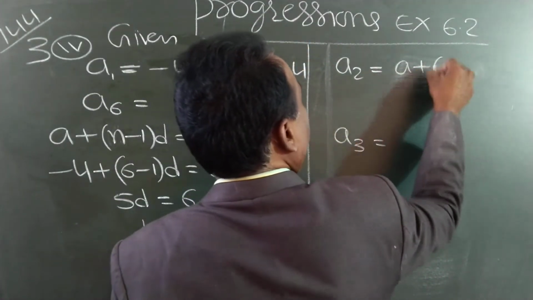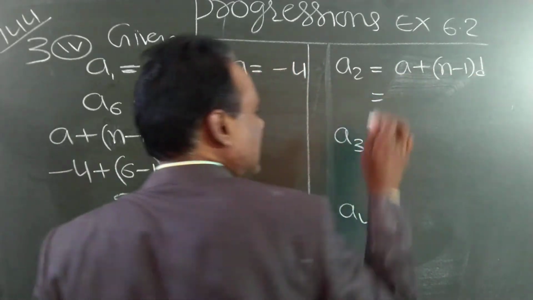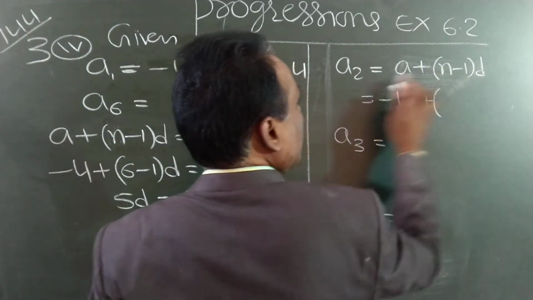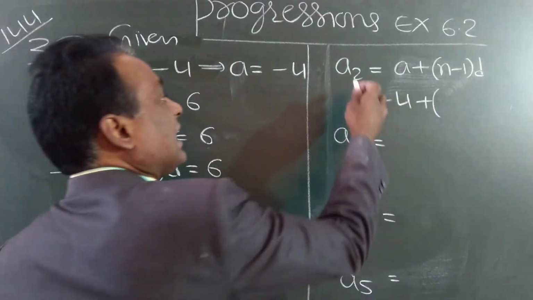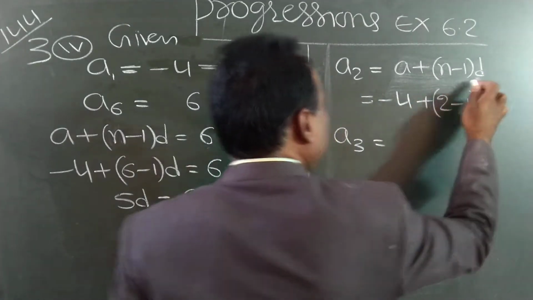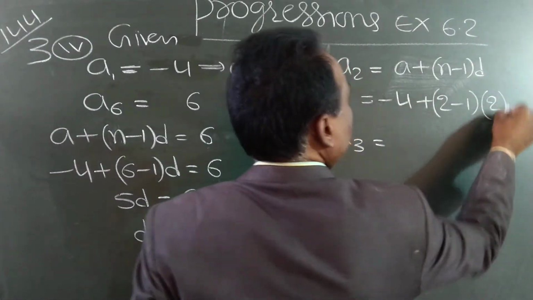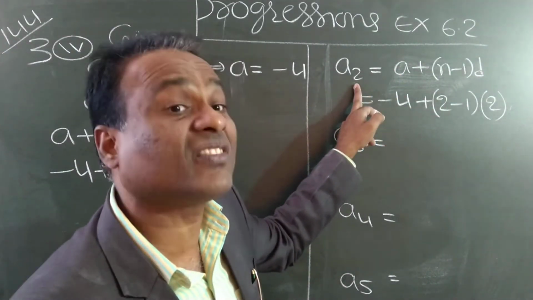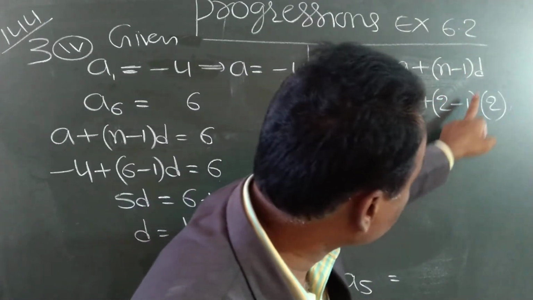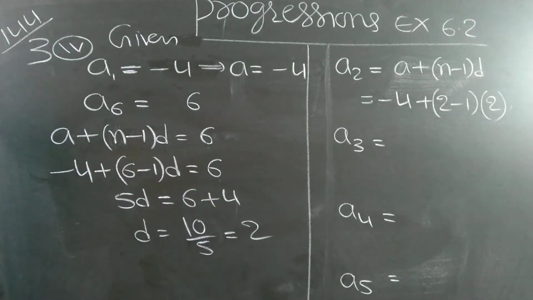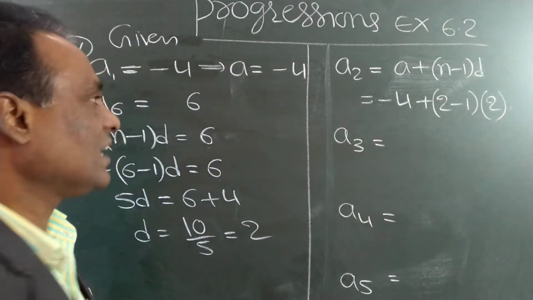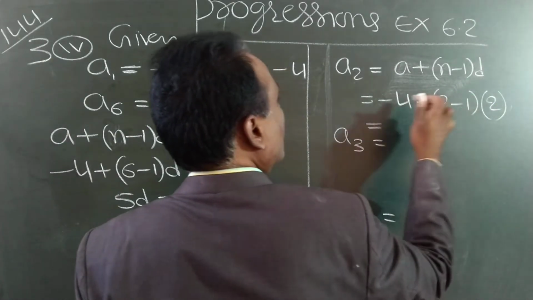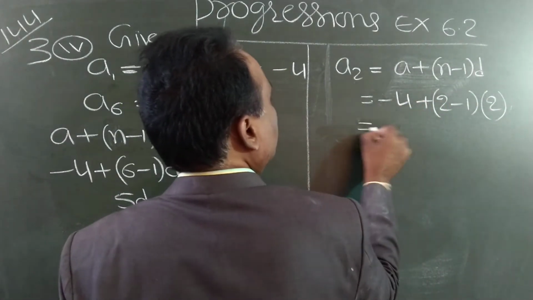So, what is the formula for nth term? A plus N minus 1 into D. A is minus 4 plus N is 2. N is 2 minus 1 into D, we got D as 2. See here, first term is given, A is equal to minus 4, I substituted. N means which term we want? Second term. N is equal to 2. 2 minus 1 into D, we got D value from this. D is 2. What is the answer? 2 minus 1 is 1, 1 into 2 is 2, minus 4 plus 2 is minus 2, answer.